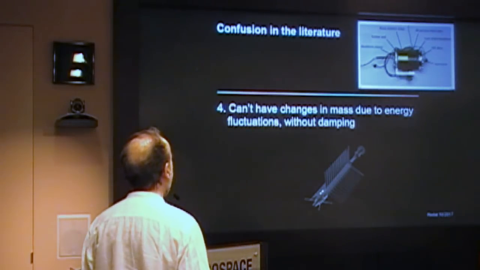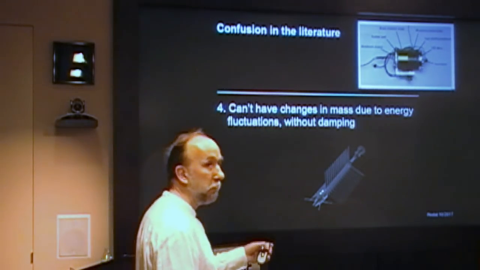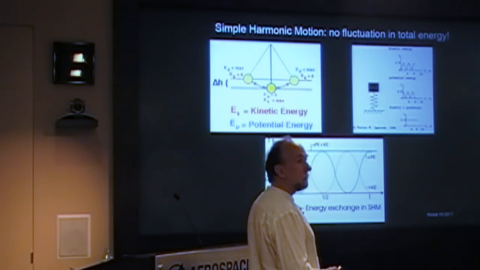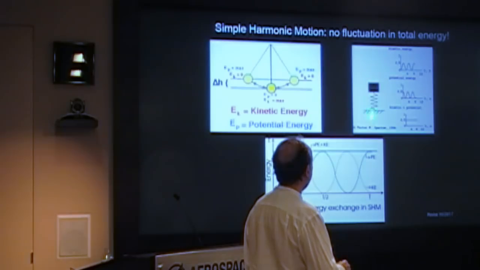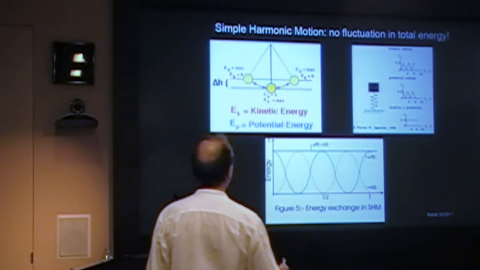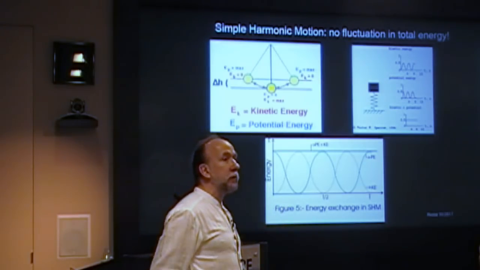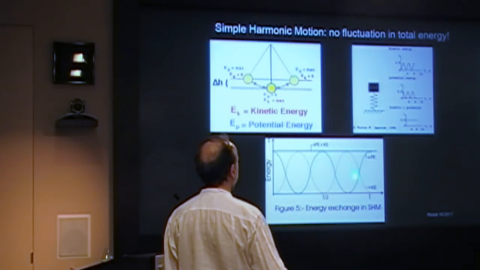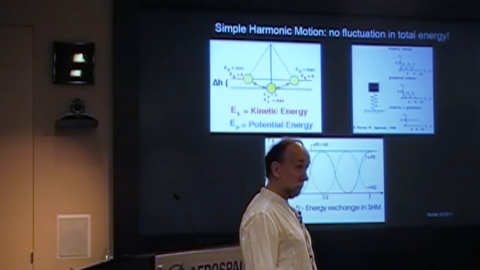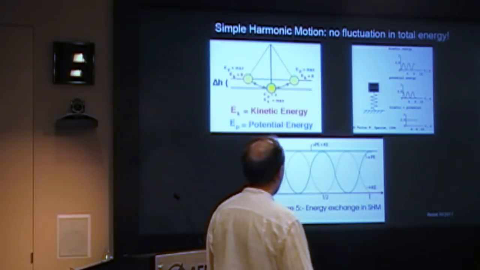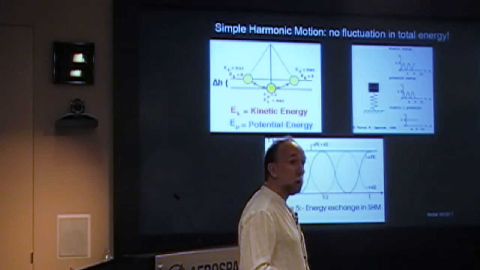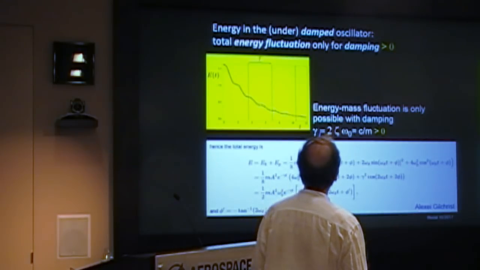Confusion number four, we cannot have changes in mass due to energy fluctuations without damping. Take a simple pendulum or a simple single degree of freedom oscillator where, let's say, you have this mass and spring, and you have it clamped, single degree of freedom. The total energy, if you don't consider damping, doesn't change. It is trivial to show that the potential energy plus the kinetic energy is constant. Both of them gravitate. There's no reason to pick one over the other. Therefore, the total energy, which is what matters from the point of view of general relativity, is constant. So how can you have a fluctuation?